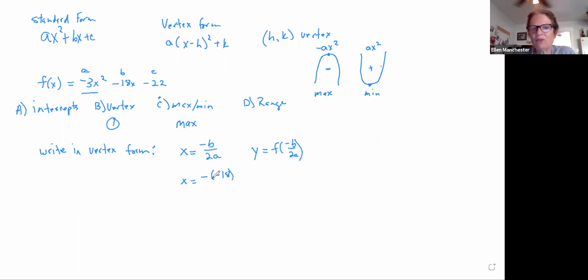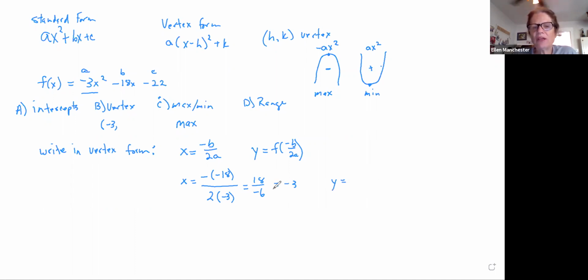Notice b is negative, so I have a double negative there, over 2 times a, which is negative 3. So I have 18 over negative 6, which is negative 3. Okay, so my vertex, the first value in it, the x value, is negative 3. Now I'm going to find the y value.